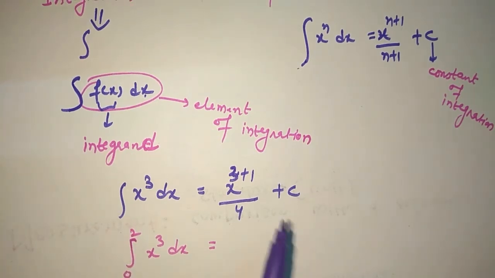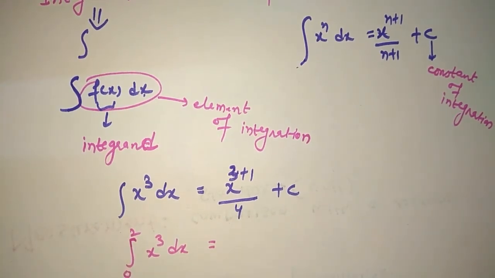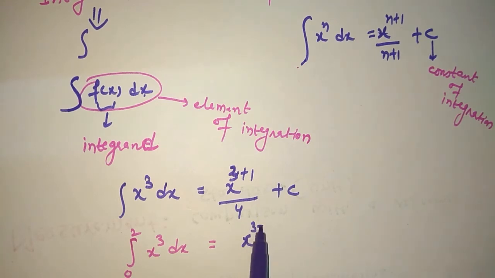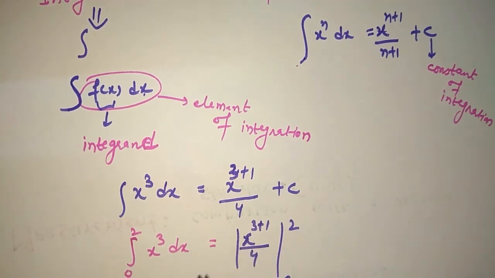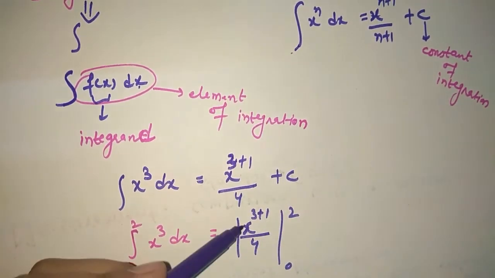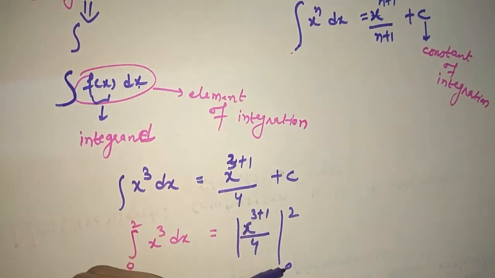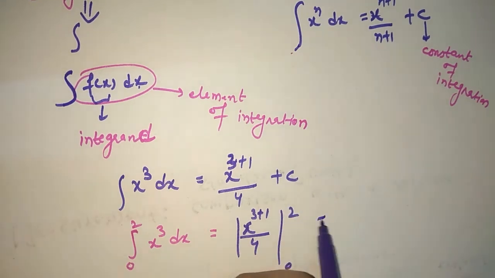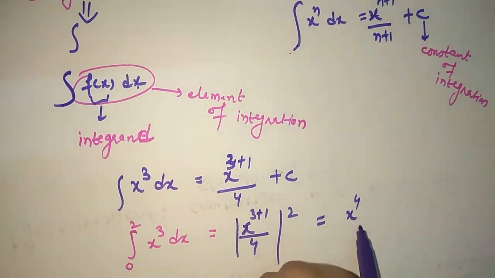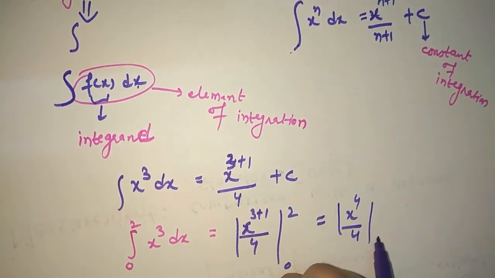Now, till this we have the same steps. So, integration of x cube is x raised to power 3 plus 1 upon 4, and limits are from 0 to 2. Now, after doing the integration, we have to write the limits in these bars, that is from 0 to 2, and no need to write this constant of integration c. So on solving, we have x raised to power 4 upon 4, limits from 0 to 2.